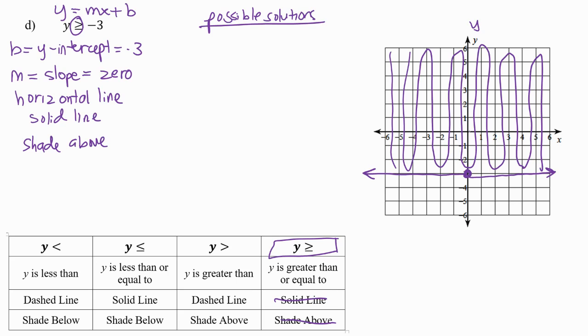So the origin would be one possible solution. 5, 2 would be a possible solution. -4, -2 would be a possible solution. These are just three possible solutions. There are an infinite amount of them. Any point on the actual line in this case would also be a solution because the line is solid.